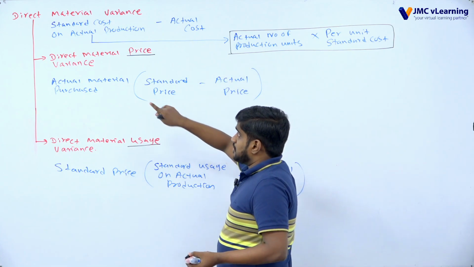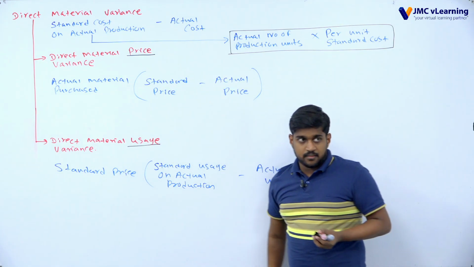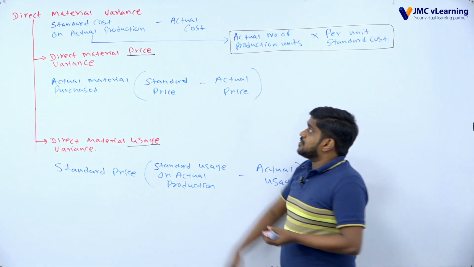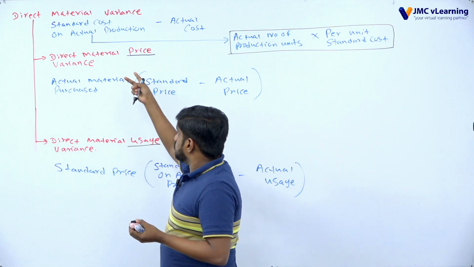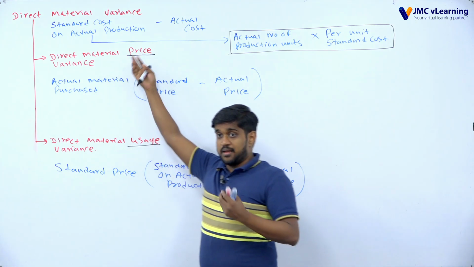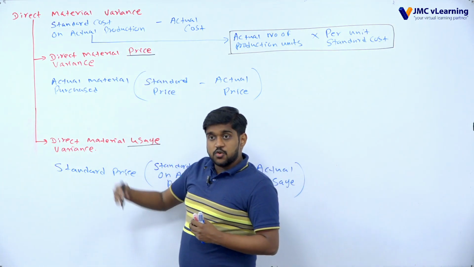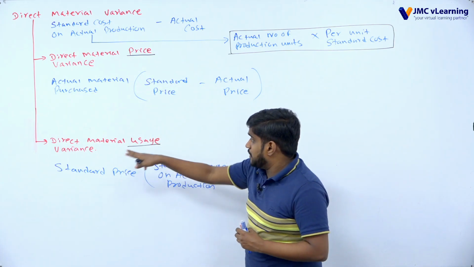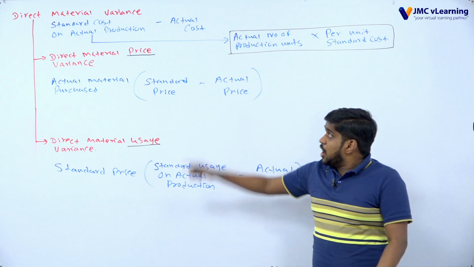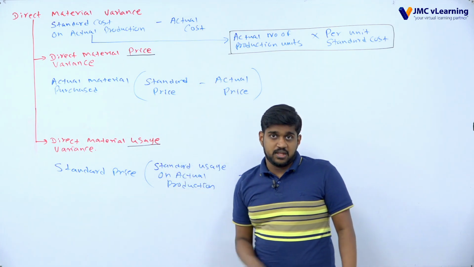Under the variances, how can we calculate direct material variance? As I explained, this direct material variance is mainly driven by two factors. One factor is price change and the other factor is usage change. For that purpose, we can calculate direct material price variance and direct material usage variance.